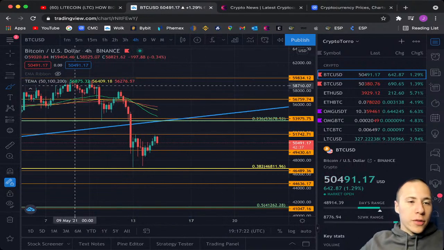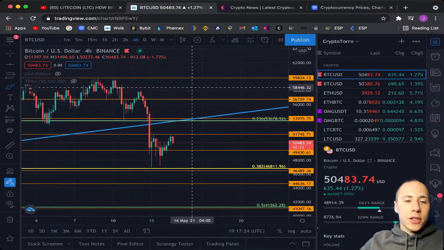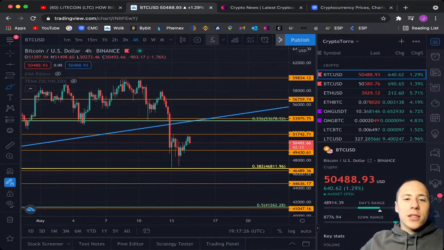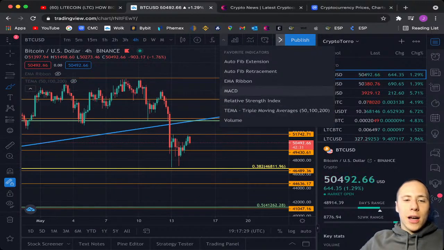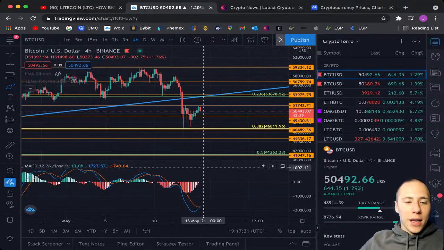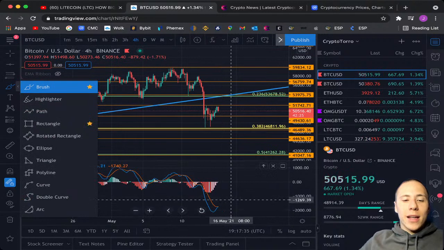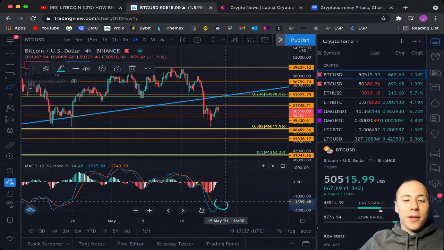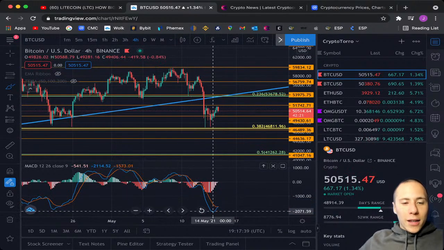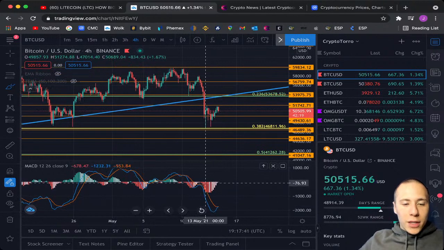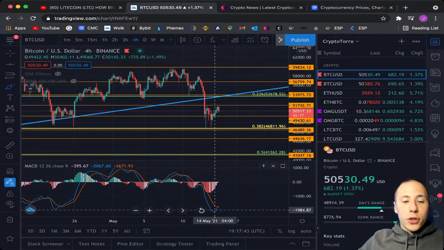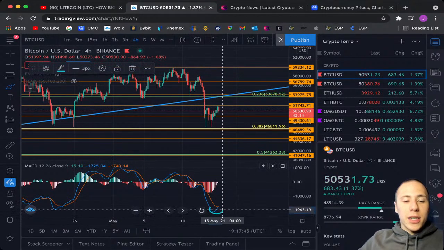I will remove the moving averages just for a second to show you how it's currently looking on the MACD. I will activate the MACD, and what we can see right away is a crossover on the indicator lines of the MACD, and we are seeing that it's heavily oversold. That's the blue line that we're seeing over here.